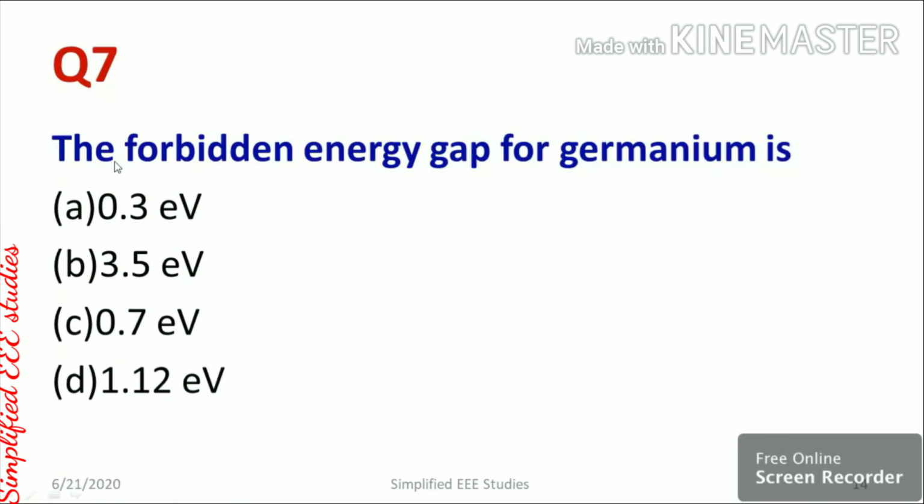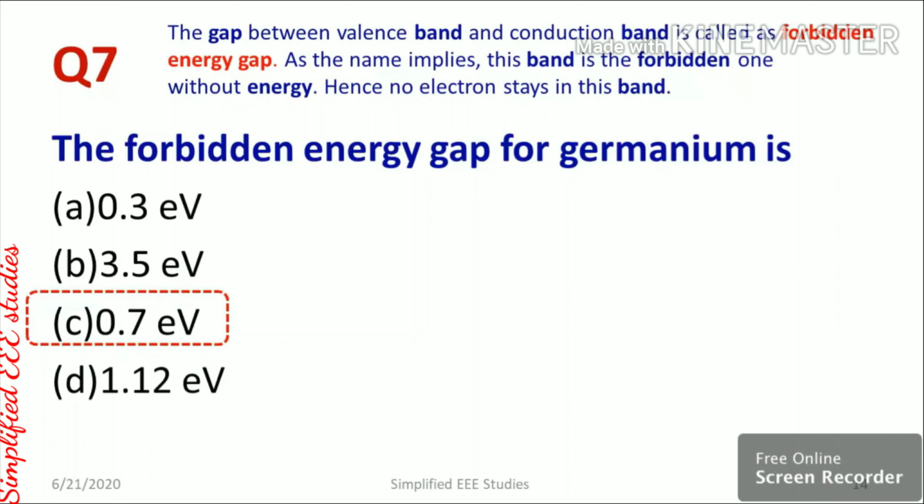Moving on to question number 7. The forbidden energy gap for germanium is 0.3 electron volt, 3.5 electron volt, 0.7 electron volt, 1.12 electron volt. The right answer is 0.7 electron volt. Let us define what is a forbidden energy gap according to band theory. According to band theory, the gap between valence band and conduction band is known as forbidden energy gap. As the name suggests, this band is the forbidden one without energy. Hence, no electron stays in the band. So there is a gap between valence band and conduction band, that is known as forbidden energy gap.